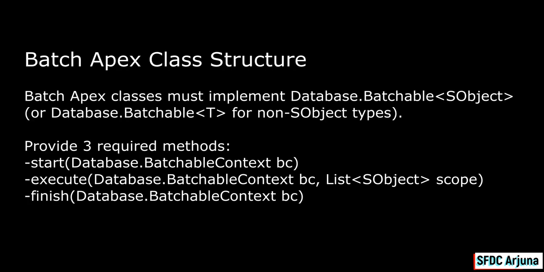And this is the structure of the batch Apex class, where the batch Apex class must implement the Database.Batchable interface. The Database.Batchable interface has three methods which our batch class needs to implement. These are the three methods: start, execute, and finish. When you write a batch class and execute it, start and finish will be executed only once, and the execute method will be executed based on how many chunks you have.